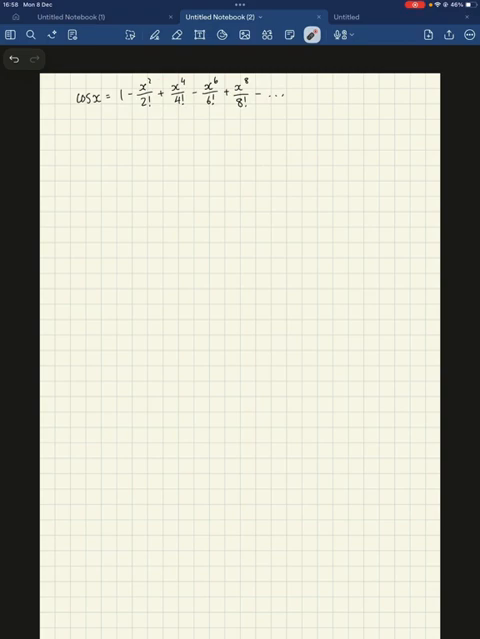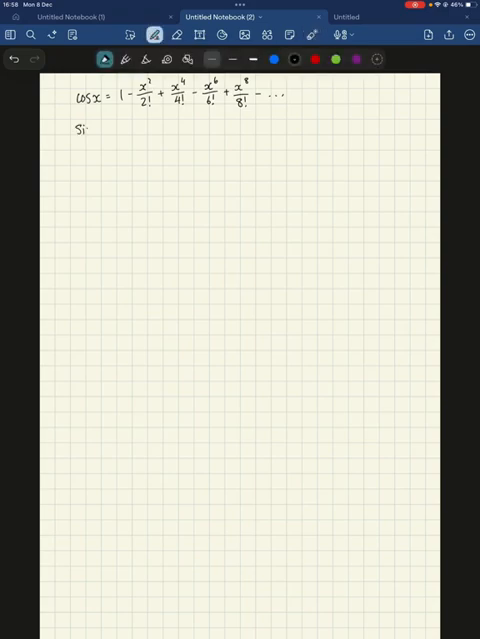We also see that the powers of x are increasing evenly in the even numbers. So technically the first term is x to the power of 0. Then we have 2, 4, 6, 8, then it'll carry on 10, 12, 14, 16, and so on. So this is the expansion for cos x.